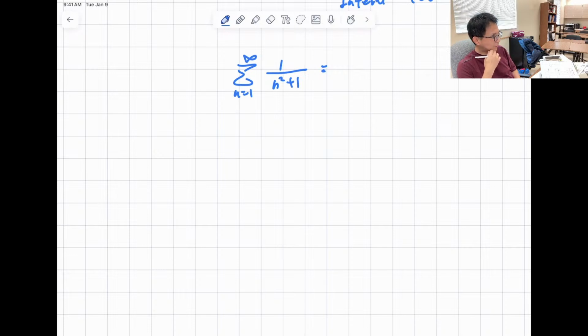It converges, but why does it converge? Integral test is equal to what? Pi over 4, that's good. So it's equal to pi over 4. I don't need to show you the work, right? No. It's arctangent.